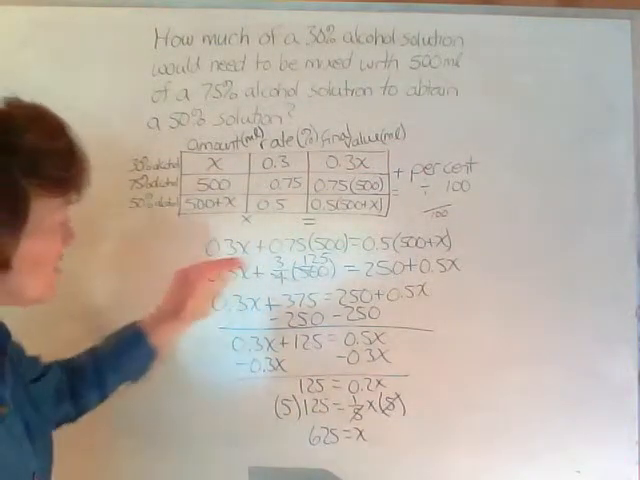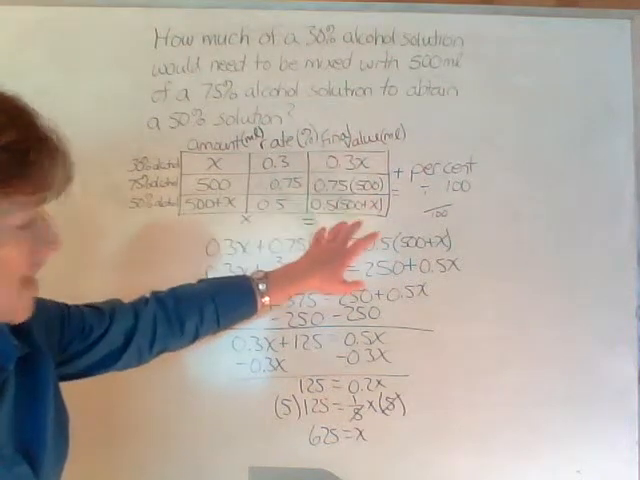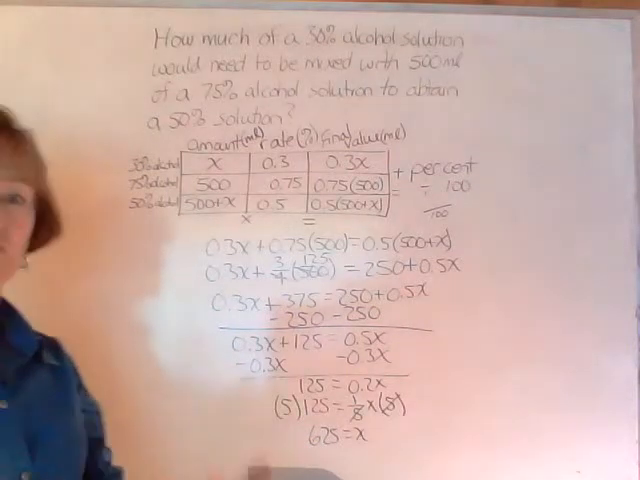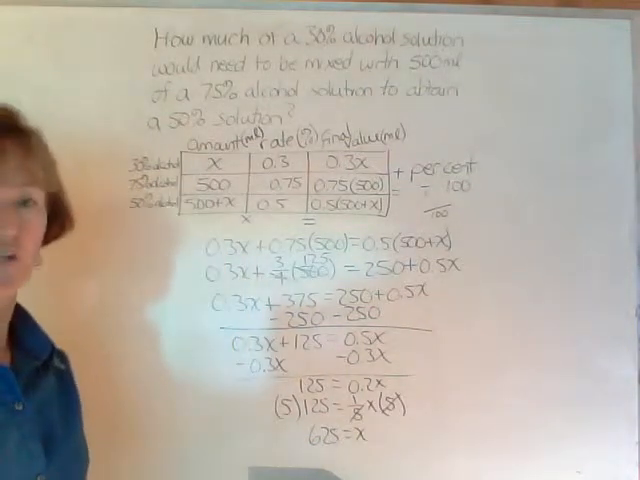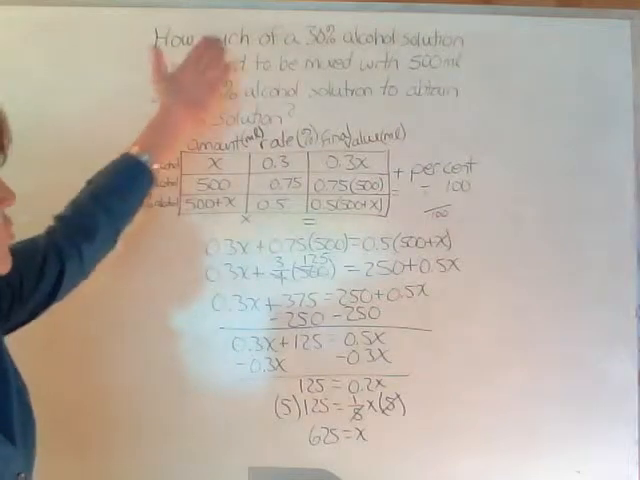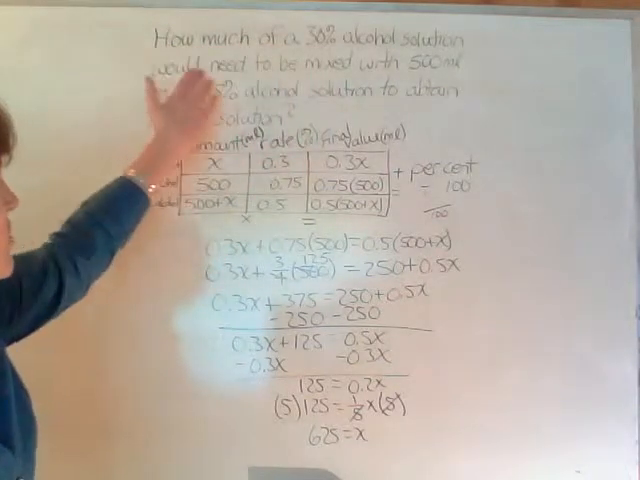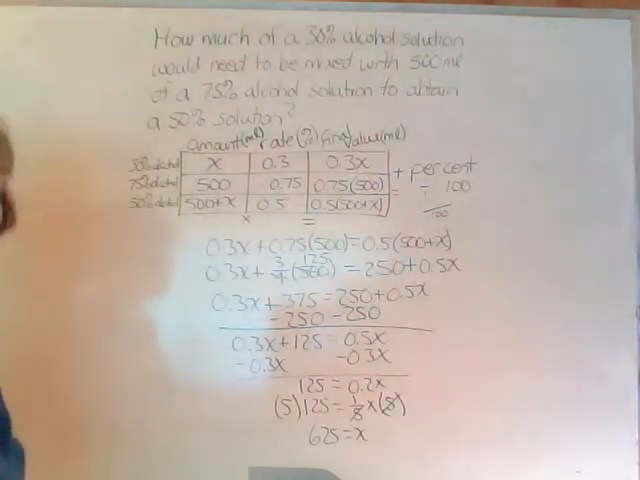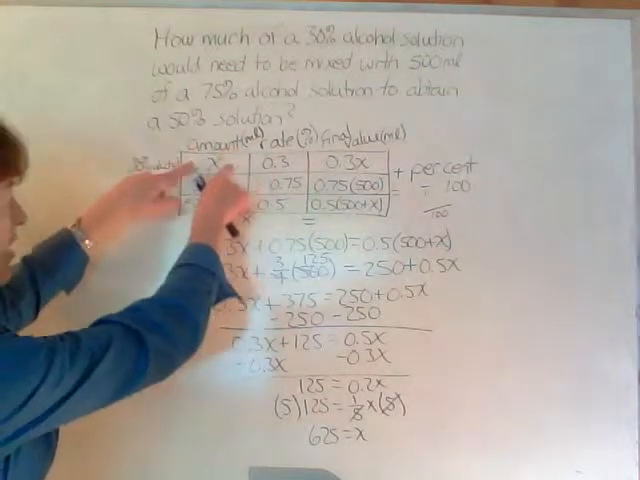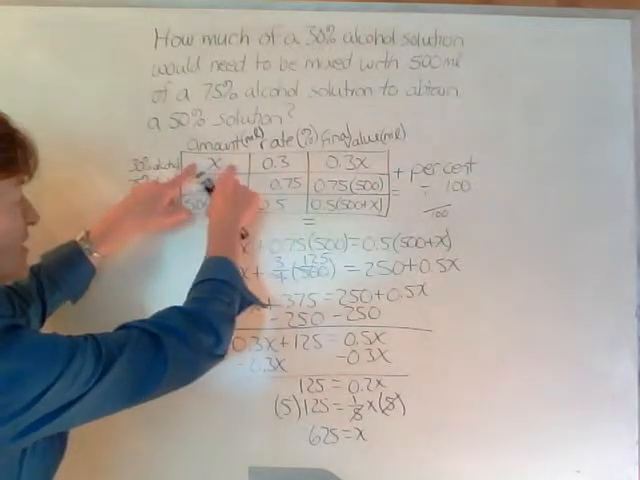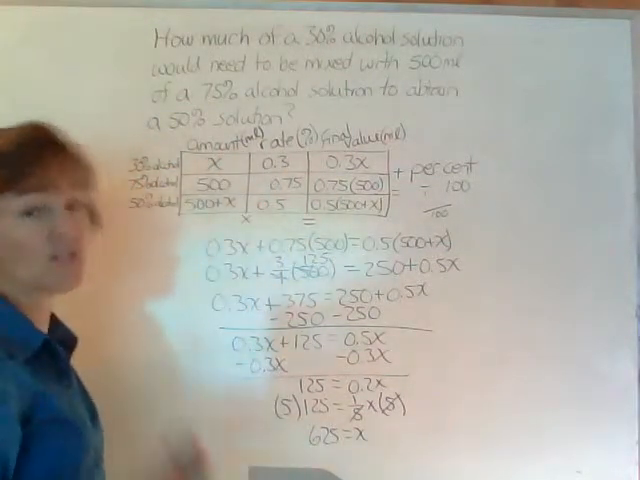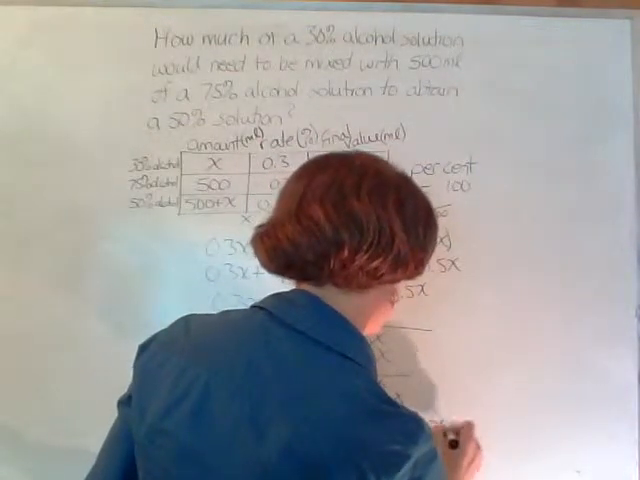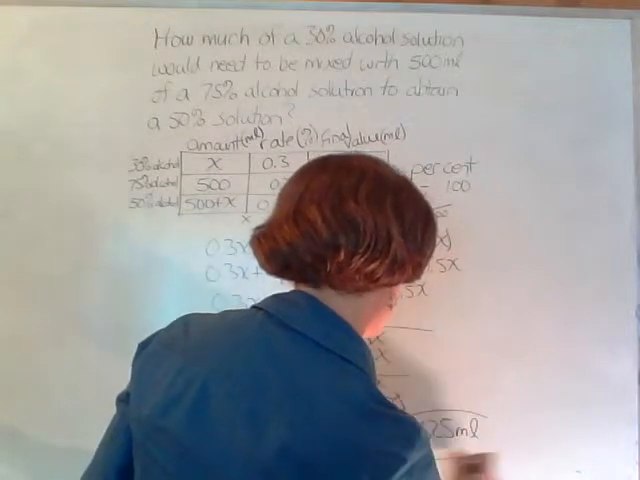So I've written the equation based off of this last column of boxes. I've solved the equation. I found x. Now I need to read the problem and answer the question. The question was, how much of a 30% alcohol solution would need to be mixed? So I'm looking for how much of a 30% alcohol solution. In my table, the amount of the 30% is x. So x answers my question. I just need to put the units on my answer. So x equals 625 milliliters.